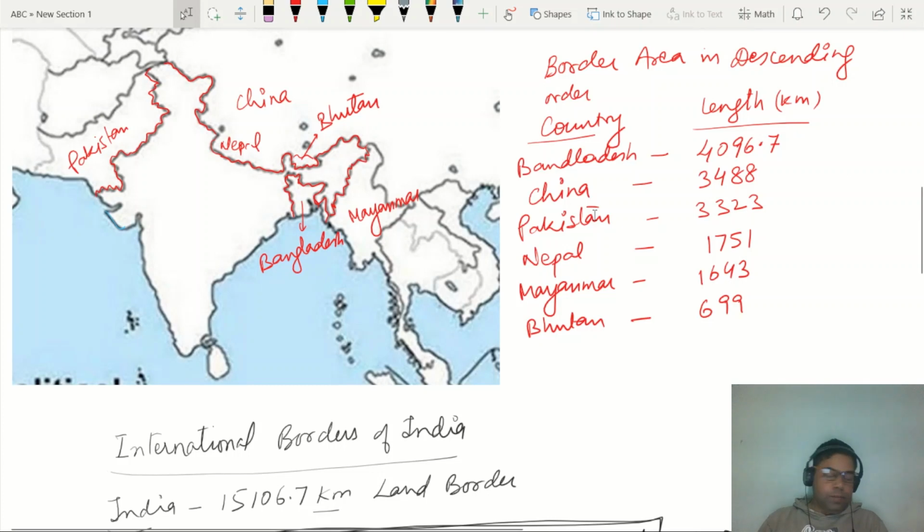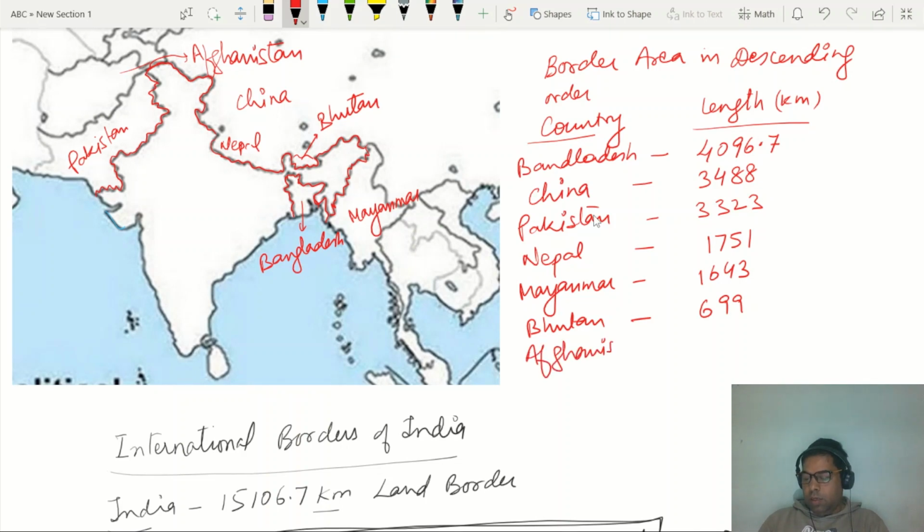Then it comes to Afghanistan. This is a very small border with Afghanistan. This border is Afghanistan, and this country is Afghanistan. Right. Afghanistan has the smallest border with India. This is 106 kilometers. So this 106 kilometer area has the border with India.